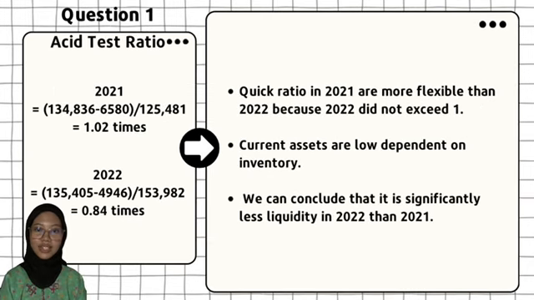After that, let's calculate the acid test ratio. The formula is current assets minus inventory minus prepaid expenses, divided by current liabilities. For the acid test ratio, the quick ratio in 2021 is 1.02 times and 2022 is 0.84 times. That means the quick ratio in 2021 is more flexible than 2022 because 2022 did not exceed 1. The current assets are less dependent on inventory of the company.